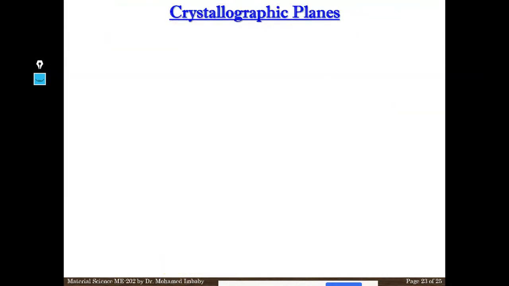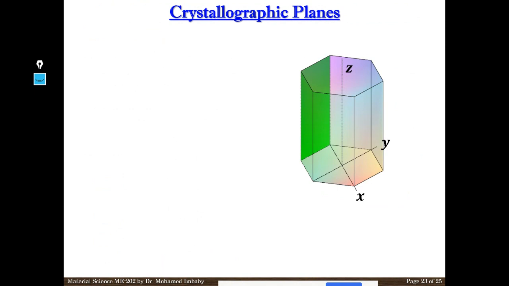Yes. So we have another plane. If you look at the green one, one of the students may answer: what's the intersection with x? What could be the intersection with x? -1. Excellent. And the intersection with y? Zero. Not zero, infinity. If it's parallel, we say infinity.